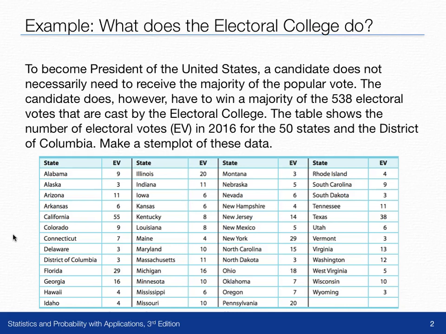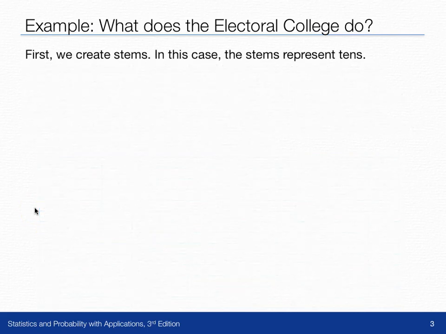The table shows the number of electoral votes for the 50 states and the District of Columbia. Larger states, like California, receive more electoral votes than smaller states like Arkansas. We're going to make a stem plot of these data. The first thing we're going to do is create natural groupings that are visually easy to see, and we're going to call those stems. In this case, we're going to group these numbers by tens.